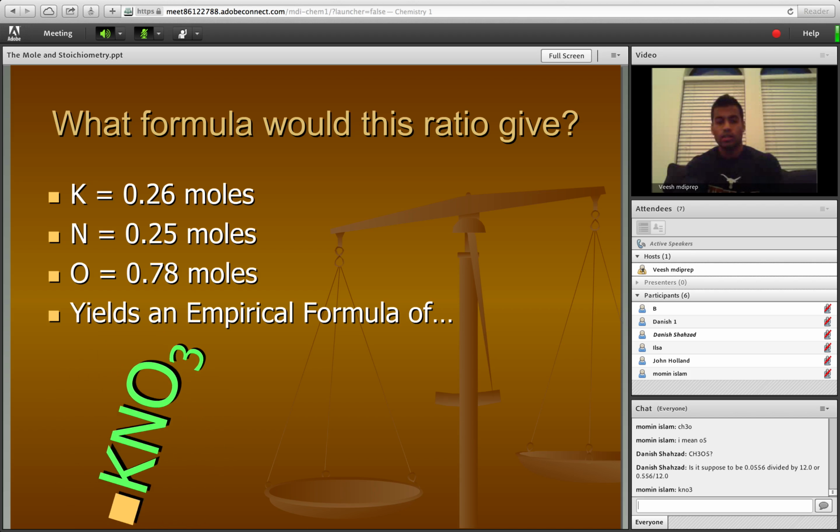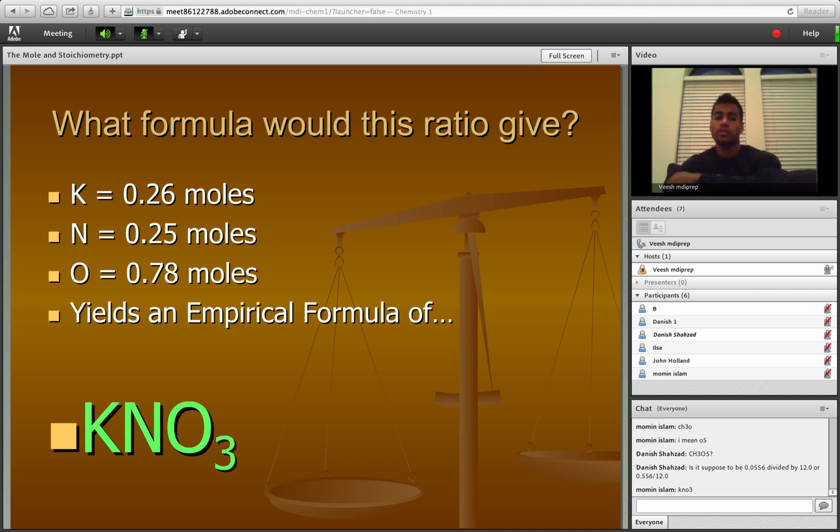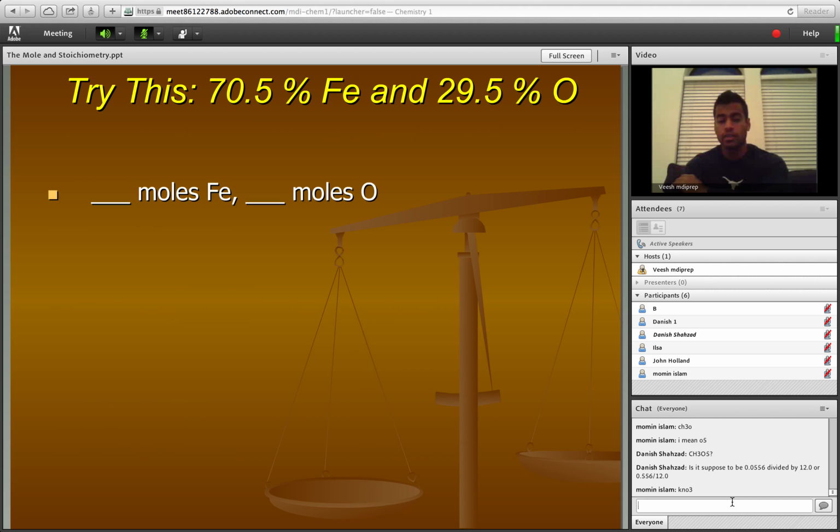So it's KNO3. You know that because for each one of the K and the N, there's going to be 3 oxygens, because there's approximately 0.75 moles of that, and there's only 0.25 of the other ones. So that tells you that there's going to be 3 oxygens for every one of the other 2. So it's KNO3.